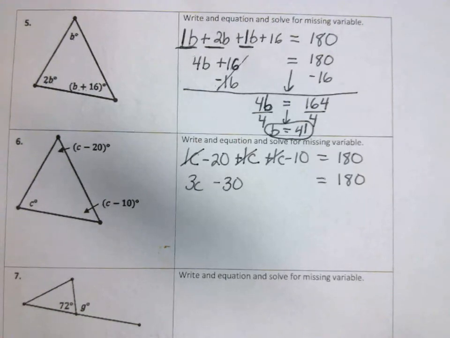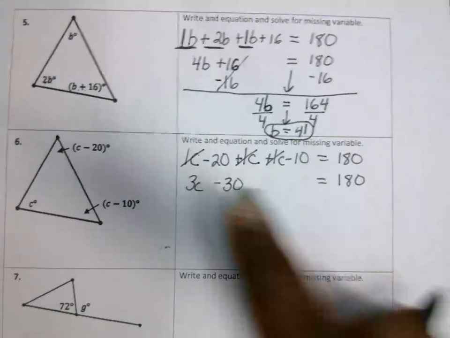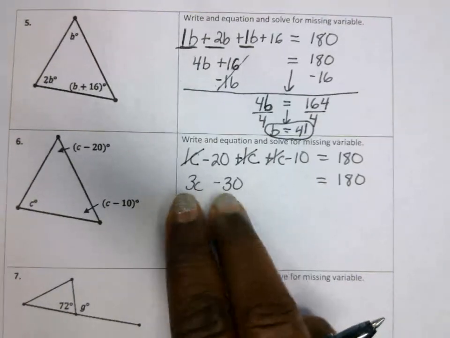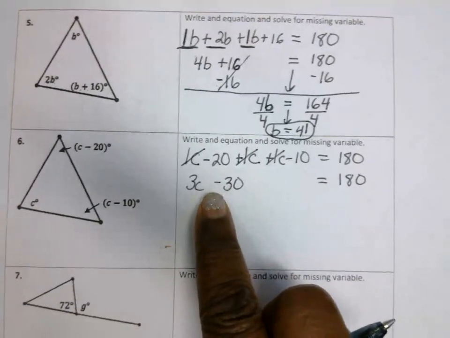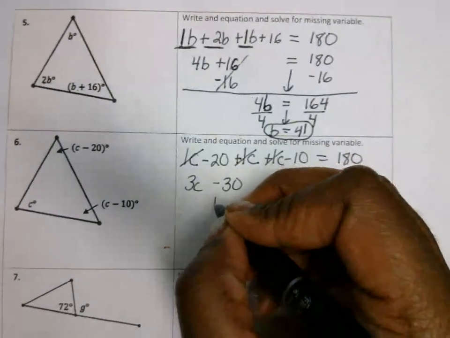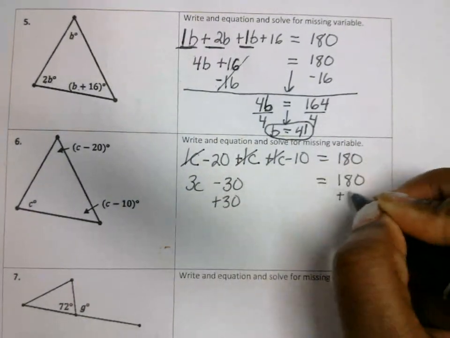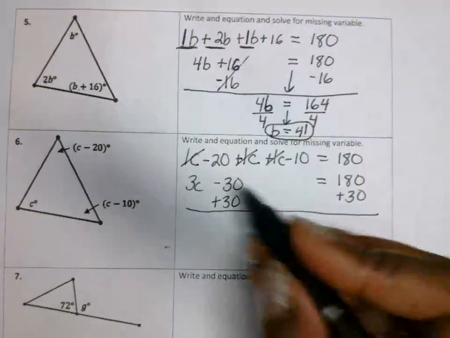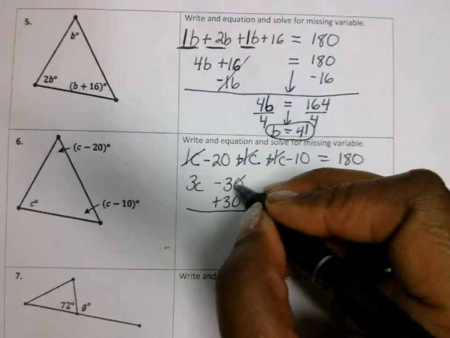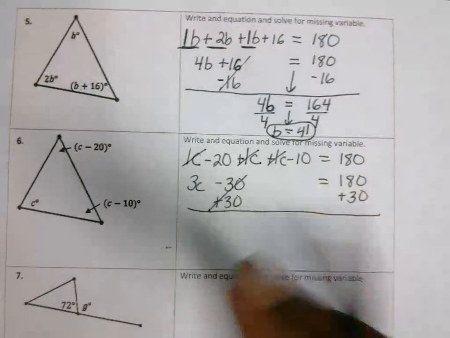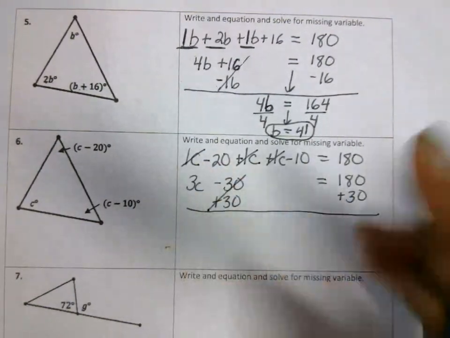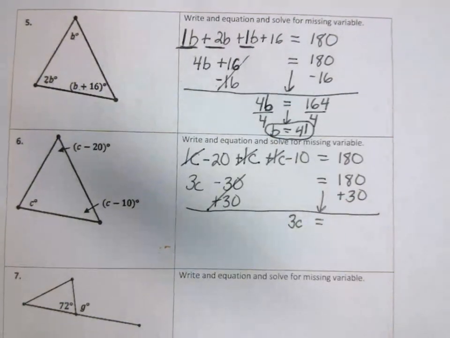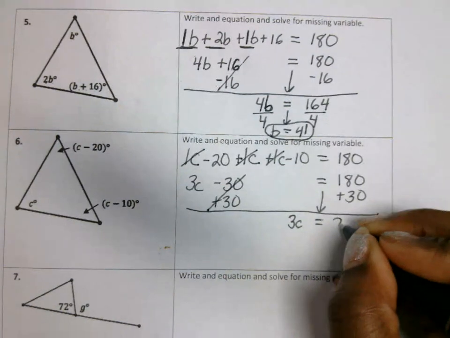Now how do we get C by itself? What do we move first? 3C or minus 30? Minus 30. How do you move a minus 30? We're adding 30 to both sides. Negative 30 plus 30 is 0. Very good. So what's left over here? Bring down the 3C. Excellent job. 180 plus 30 equals 210.